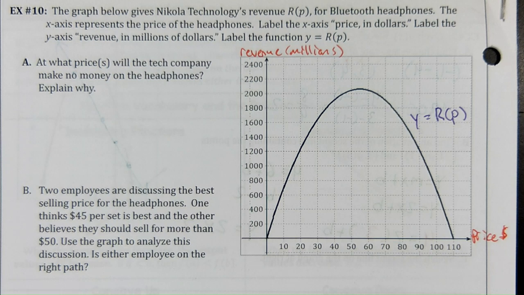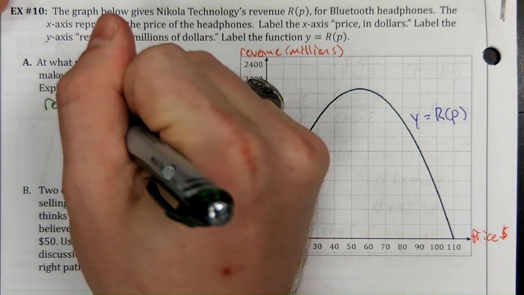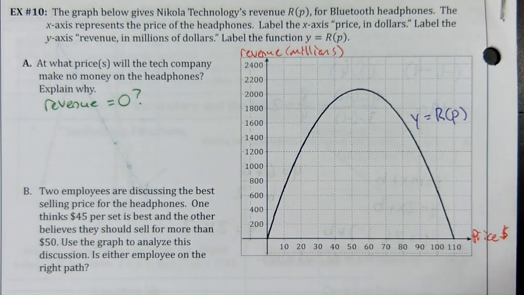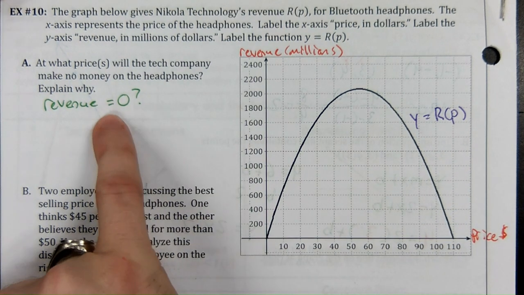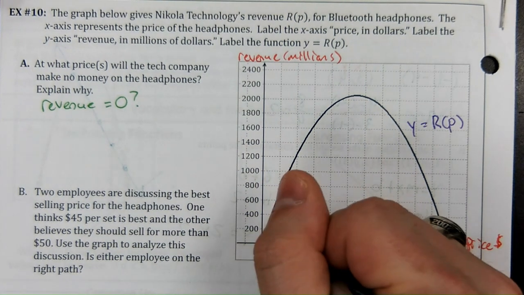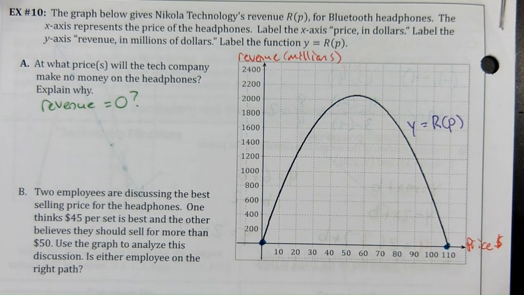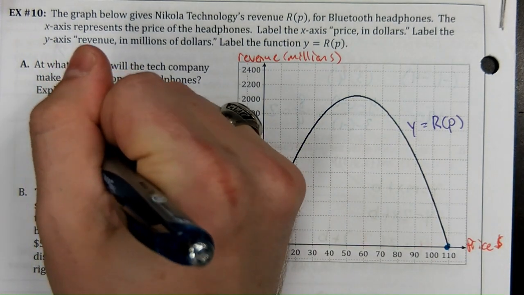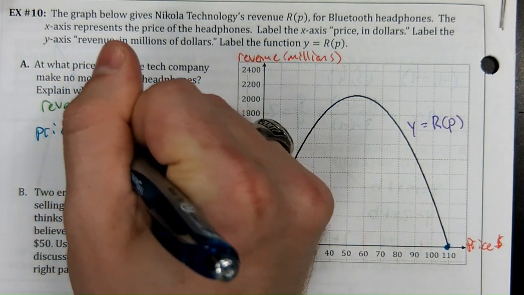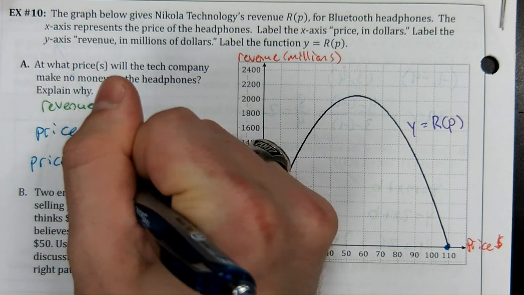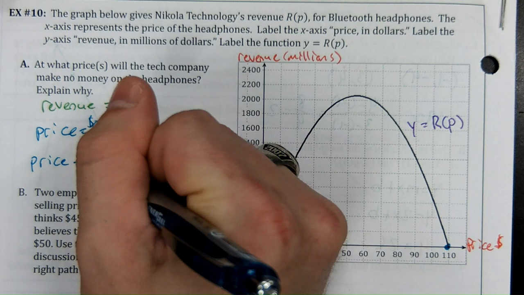It says, at what prices will the tech company make no money? So where does revenue equal 0? Where do we see that happening? Revenue is 0 here at 0 and here at 110. So we stop making money at $110.